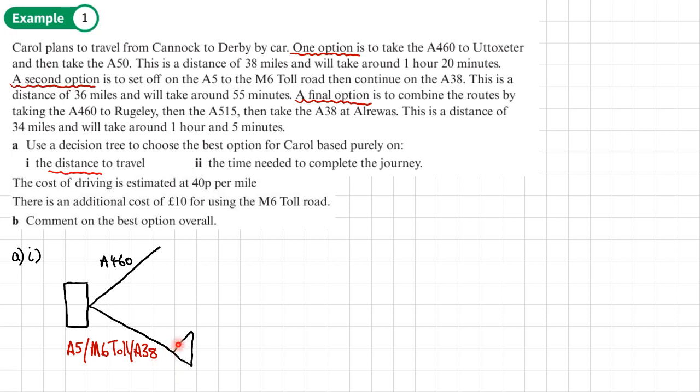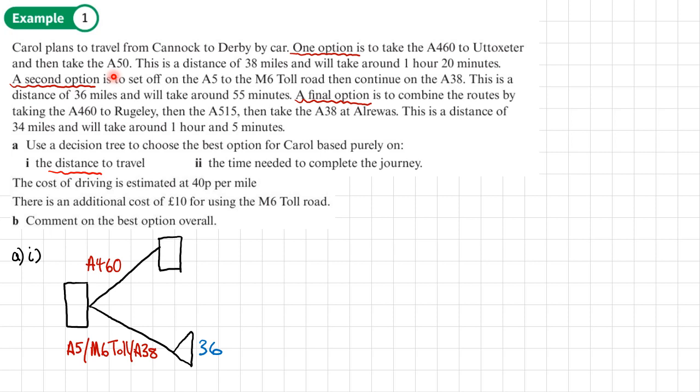Now the payoff for taking this route, in terms of distance, because we're looking at the distance, is 36 miles. So we write the payoff next to the payoff node, so it's going to be 36. Now let's go back to the other 2 options. So we've got the A460, and we've got a decision to make once we've taken that first road, and that's going to be options 1 and 3. So let's complete that by moving on.